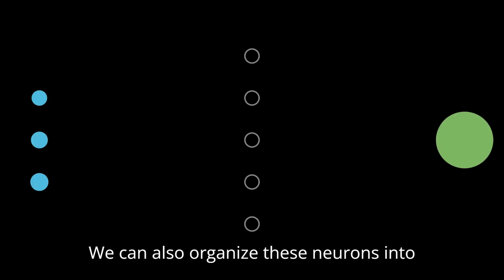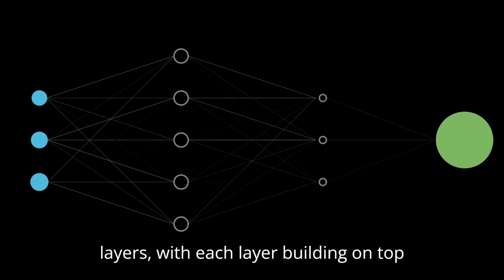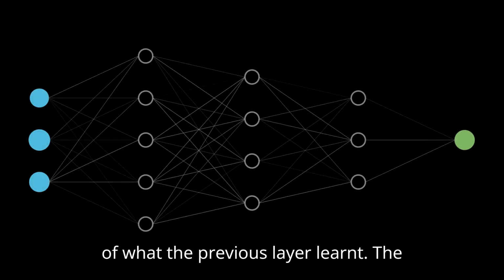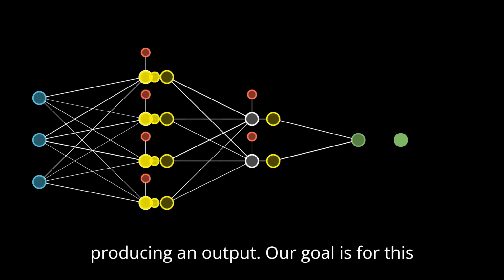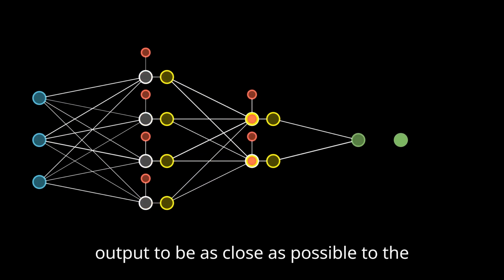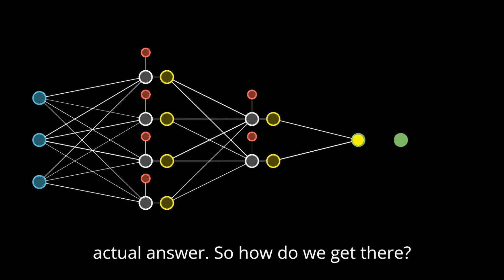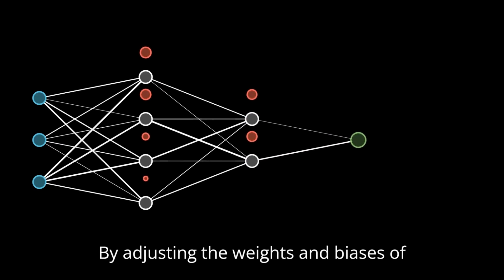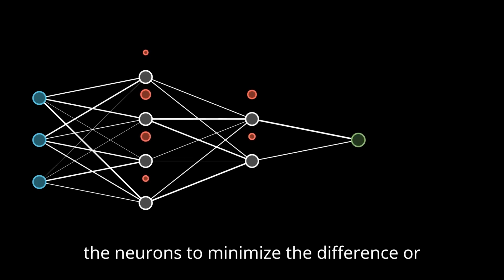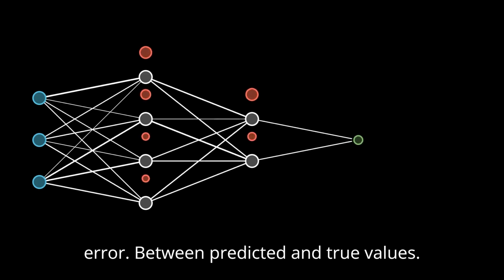We can also organize these neurons into layers, with each layer building on top of what the previous layer learned. The input flows through the network, producing an output. Our goal is for this output to be as close as possible to the actual answer. So how do we get there? By adjusting the weights and biases of the neurons to minimize the difference or error between predicted and true values.